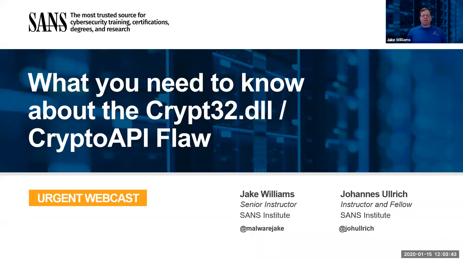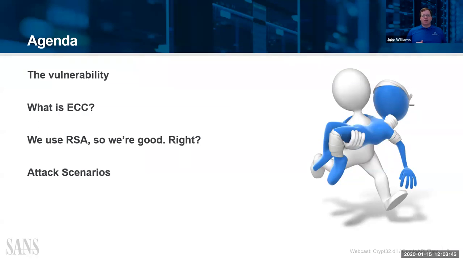Very quickly, here is a quick agenda. What is the vulnerability? We know that the vulnerability impacts ECC. A lot of folks don't know what that is. I had several calls yesterday from clients asking, well, if we use RSA certificates, then we're good, right? And the short answer there is no. I want to walk through a couple of attack scenarios. How could this actually be attacked? And then go from there. And of course, as always, feel free to use this collateral with your management or to brief your stakeholders, whatever.